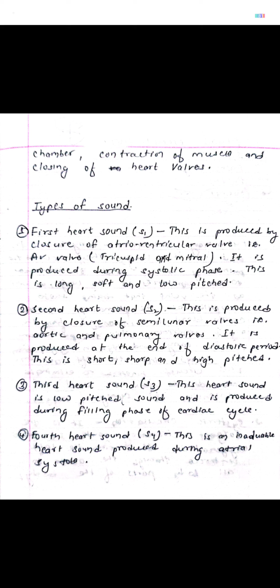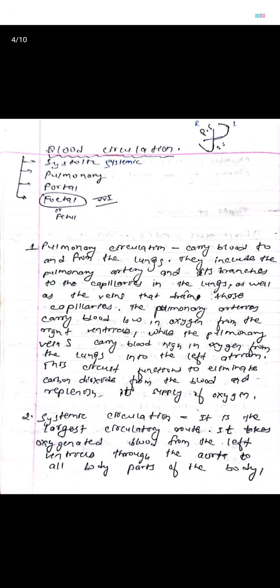Second, heart sound S2. This is produced by closure of semilunar valves, that is aortic and pulmonary valves. It is produced at the end of the diastolic period. This is short, sharp and high pitched. Third, heart sound S3. This heart sound is a low pitched sound and is produced during the filling phase of the cardiac cycle. Fourth, heart sound S4. This is an inaudible heart sound produced during atrial systole.